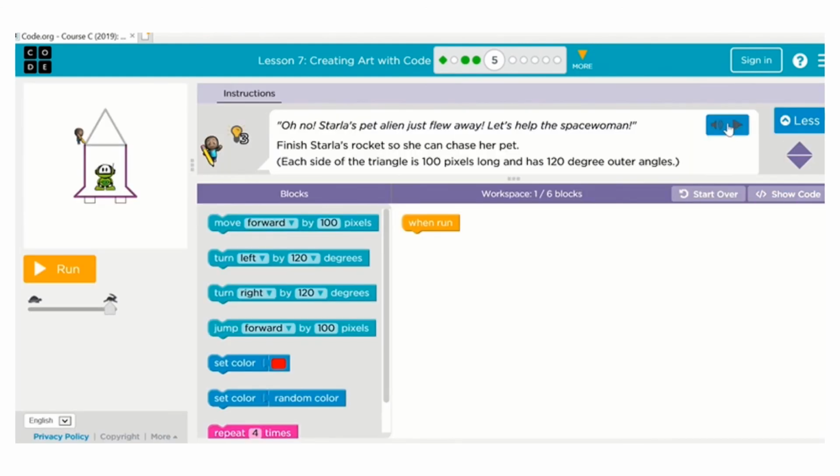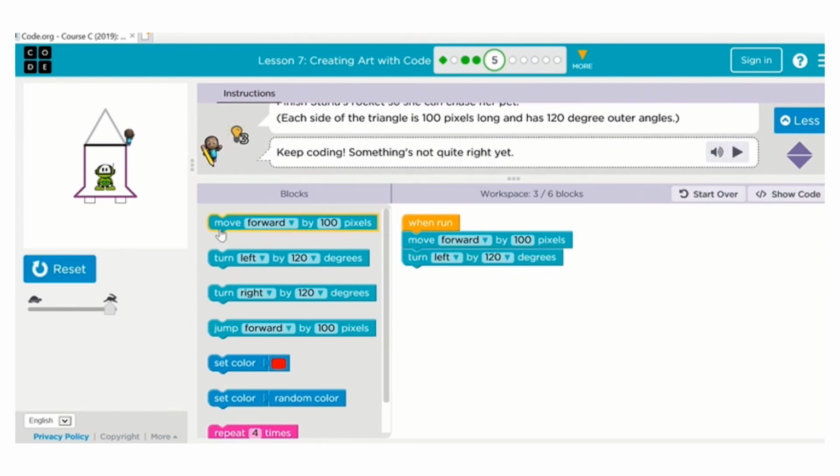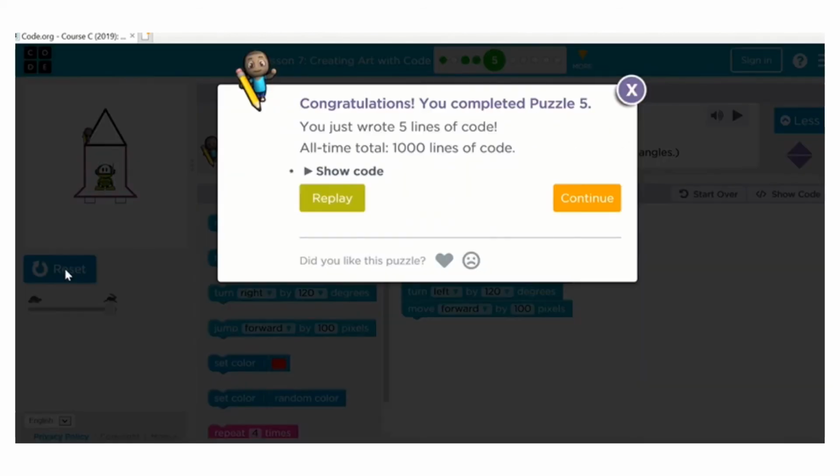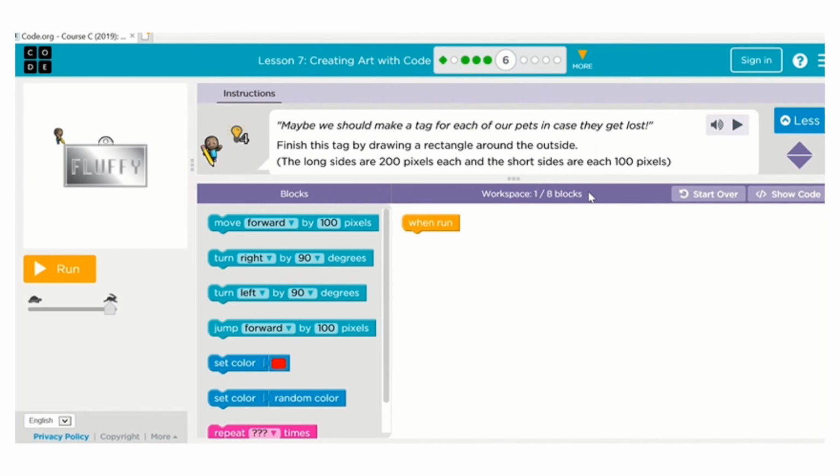Let's see what this one says. Okay, so I can move forward. And then let's try turn left. Let's see what that does for me. Okay, I'm on the right path. Forward, turn left, and again, I don't need the last turn. Just pay attention to the directions, guys.